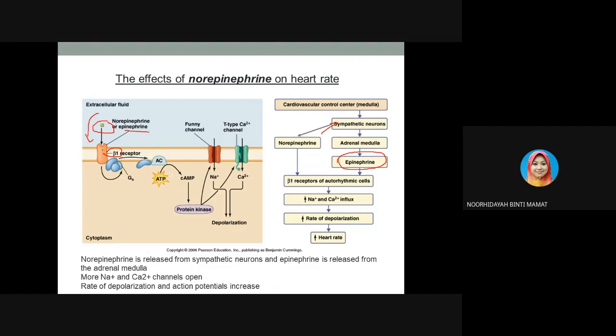It will bind with this receptor, and after the binding, it will cause the sodium and calcium channels to open, and it will increase the influx of these two ions, the sodium and also the calcium. Then it will increase the rate of depolarization, and after the increase of the rate of depolarization, it will increase the heart rate.